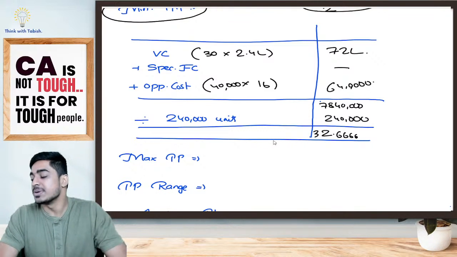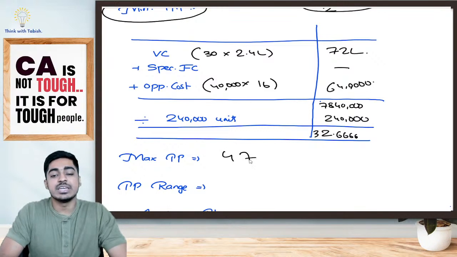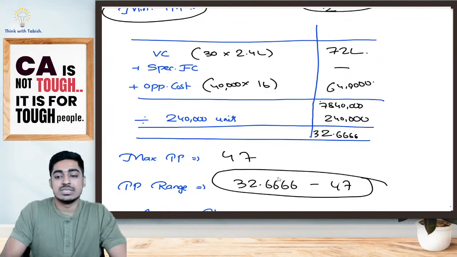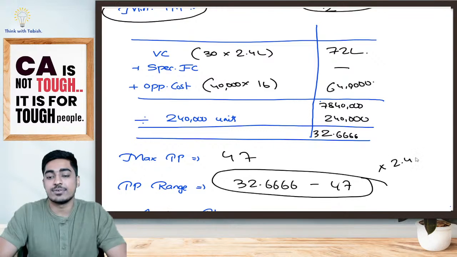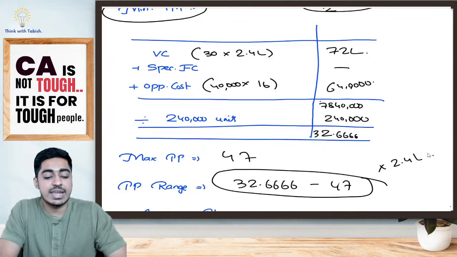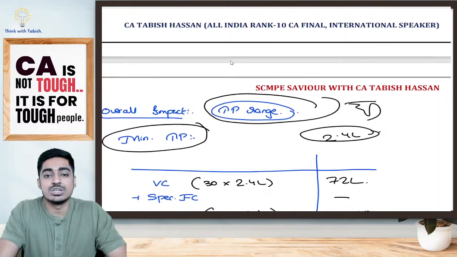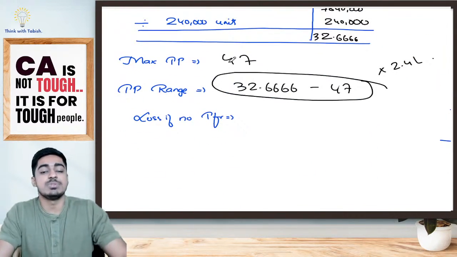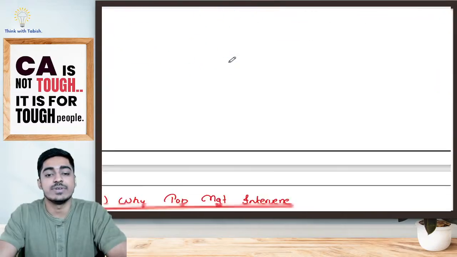How much maximum is the customer willing to pay? External buying price 47. So what is the range? 32.6666 to 47. This is per unit. Like this, we have 2,40,000 units, so do 47 minus 32.6666 till the very end, into 2,40,000 units. You will get 34,40,000 rupees. That is the overall fall in profit, because the transfer did not happen. Yes, simply we can do it this way also. Just in 1 minute, we'll get the answer.